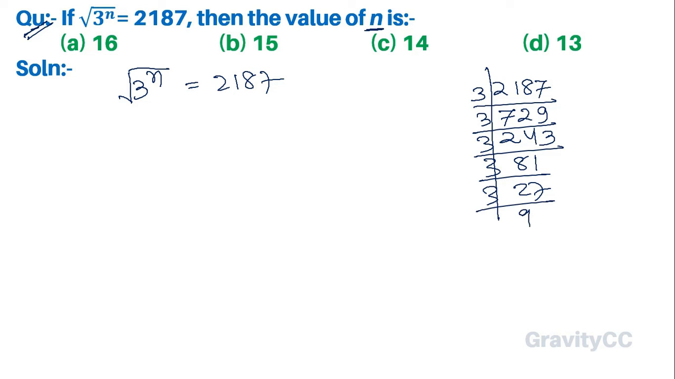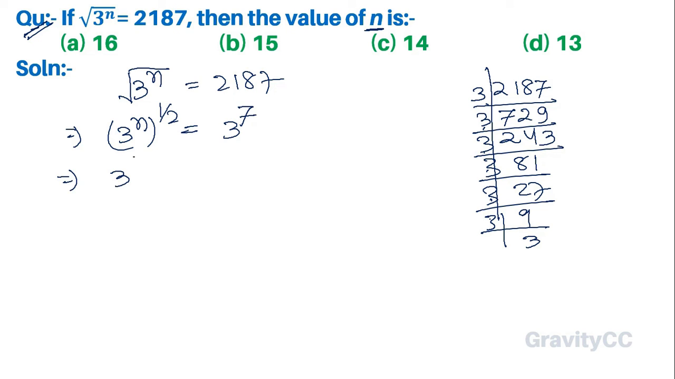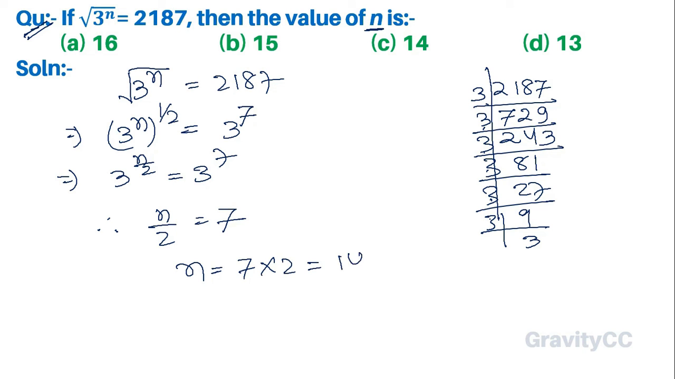27, 9, 3. So 3 to the power n, to the power half, is equal to 2187, which is 1, 2, 3, 4, 5, 6, 7, 3 to the power 7. So it implies that 3 to the power n upon 2 is equal to 3 to the power 7. Here the bases are identical, so therefore n upon 2 is equal to 7. So n equals 7 into 2, 14. Answer: option C is the correct answer.